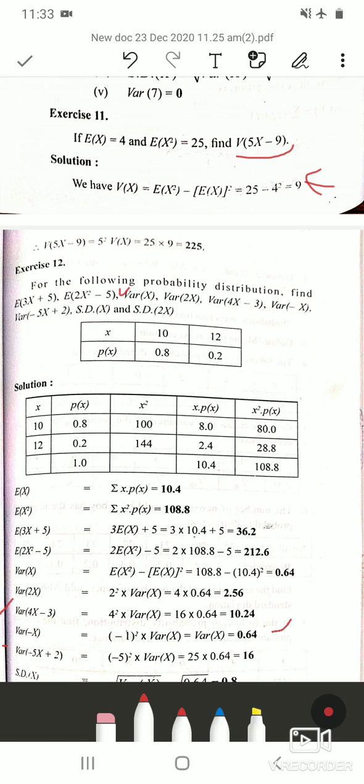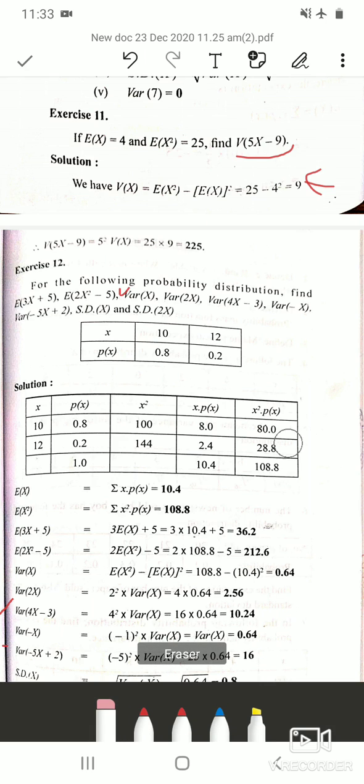And then they have asked to find out variance of minus 5x plus 2. So here this is of the form variance of ax plus b. In place of a we have minus 5. Therefore, variance of ax plus b is a square into variance of x. So a is minus 5. Therefore, a square would be minus 5 whole square into variance of x, which is 25 into 0.64, which is 16.